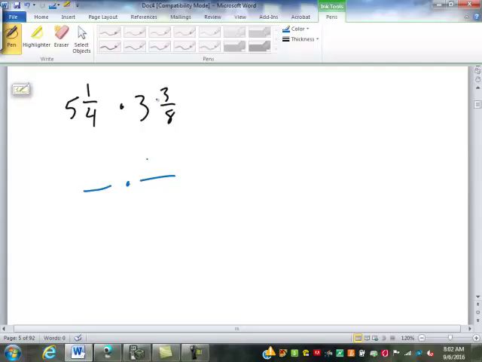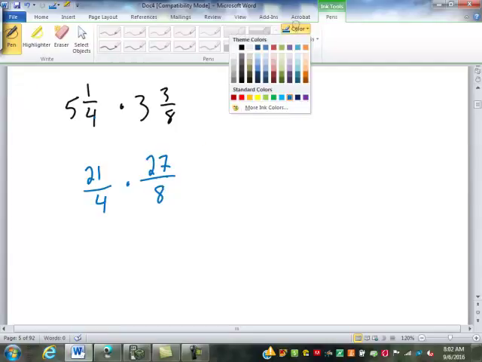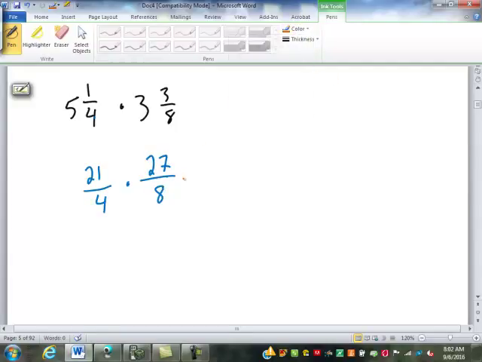So remember, we don't need common denominators to multiply. But we're going to change them into improper fractions. So 5 times 4 is 20, plus 1 is 21/4. This one's going to be 27/8. So now 21 times 27 is 567, correct?